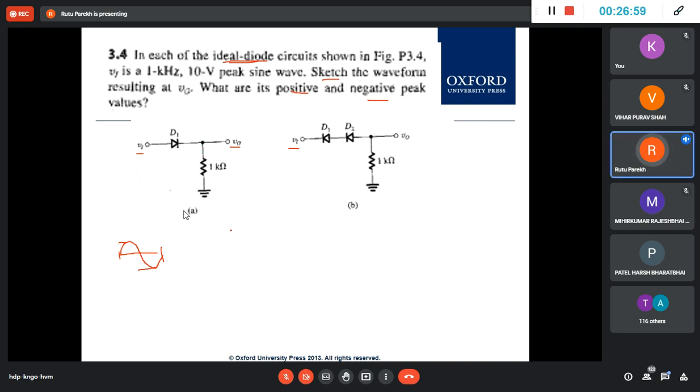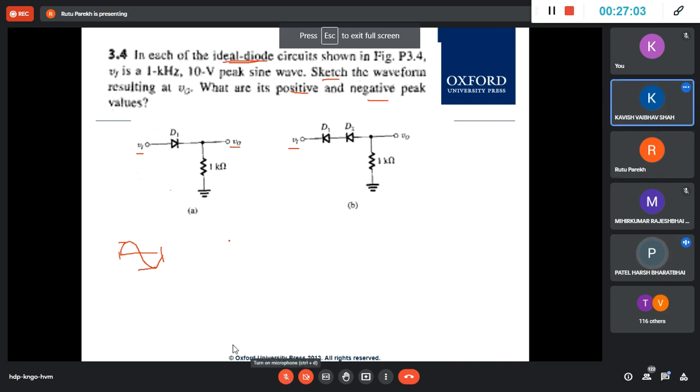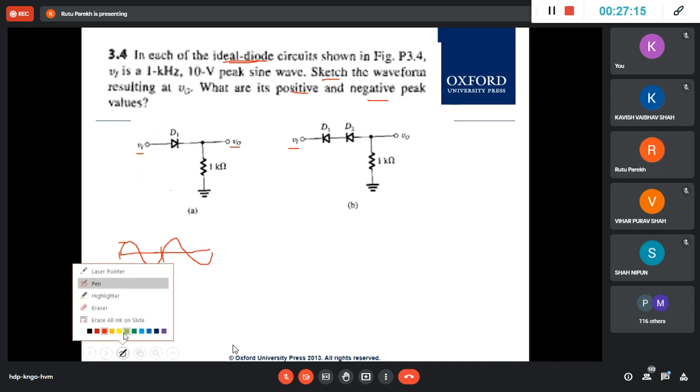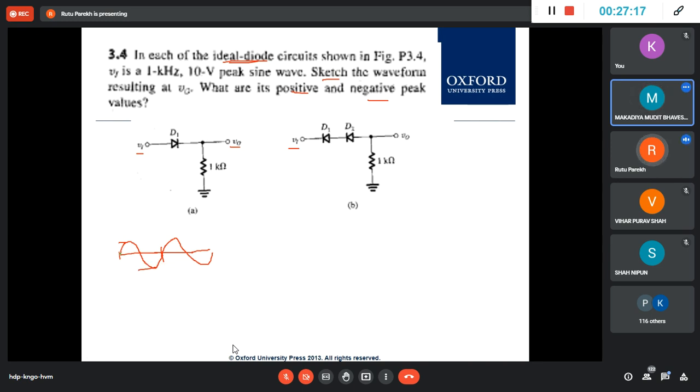And for the negative half, will it be conducting or not conducting? Not conducting. So if your input is a sine wave, then what will your output be? Sine wave with only the positive cycle. Excellent.